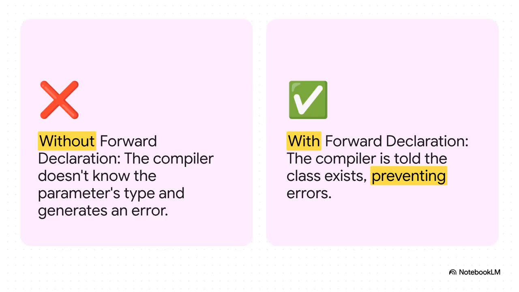Well, it's all about how the compiler thinks. See, it reads your code from top to bottom, one line at a time. So imagine it's inside class A, and it sees the line friend void add(A, B).